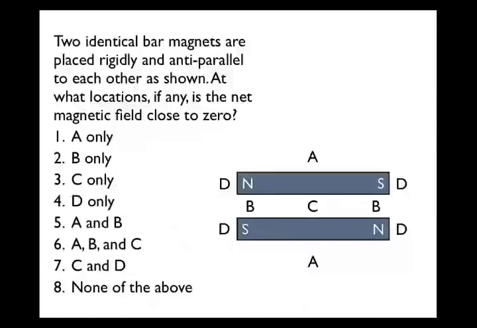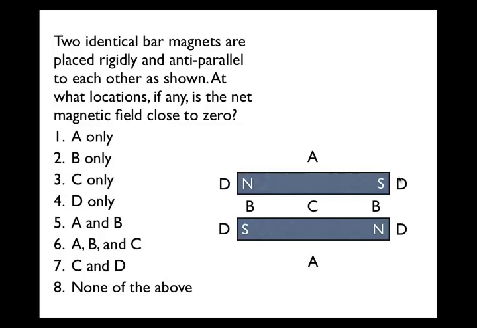Okay, what about bar magnets? Two identical bar magnets are placed rigidly and anti-parallel to each other as shown. At what locations, if any, is the net magnetic field close to zero? The points we've labeled A only, the points we've labeled B only, the point we've labeled C only, the points we've labeled D only, or some combination of those.